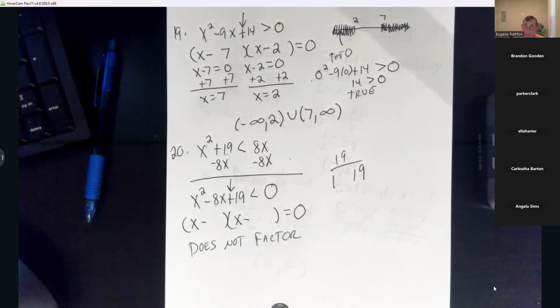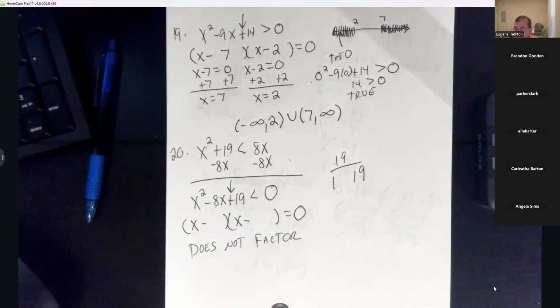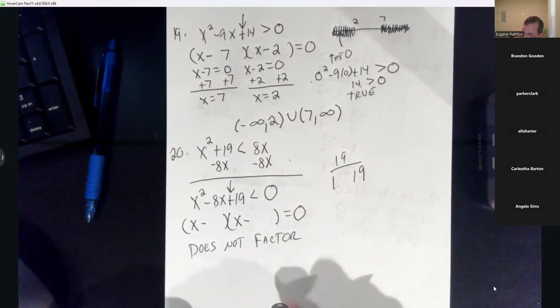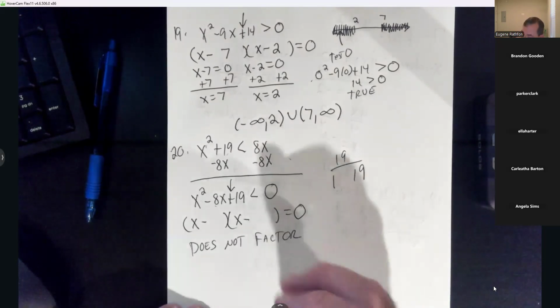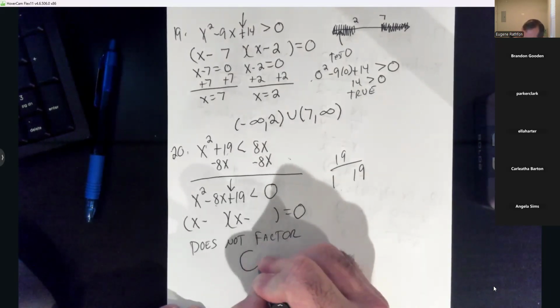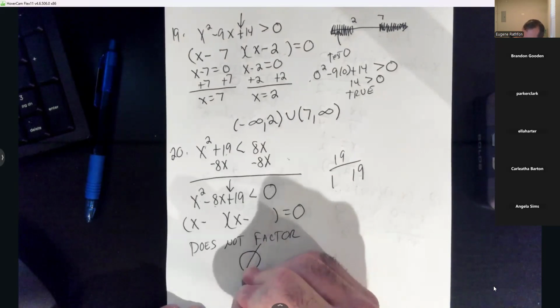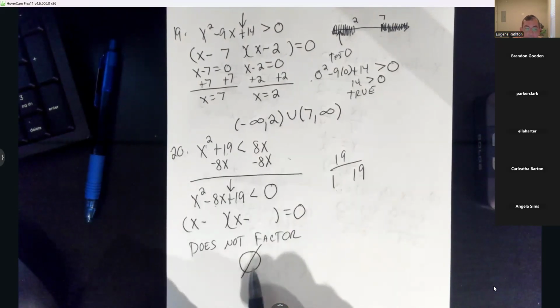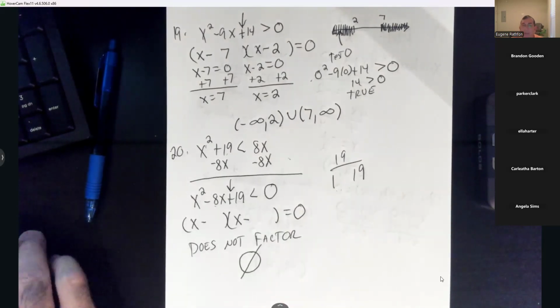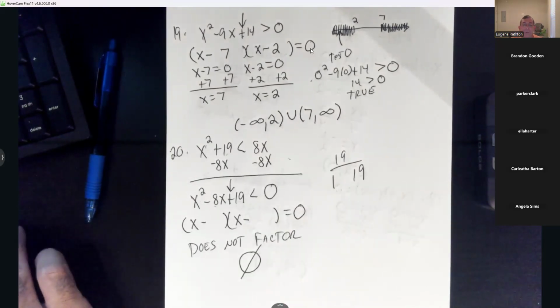Do y'all remember that? No. Okay, so when it does not factor, it was what we called a no solution. And the no solution in MATLAB, you have to choose that 0 with the line through it. So y'all, let's go choose that and see what we got.